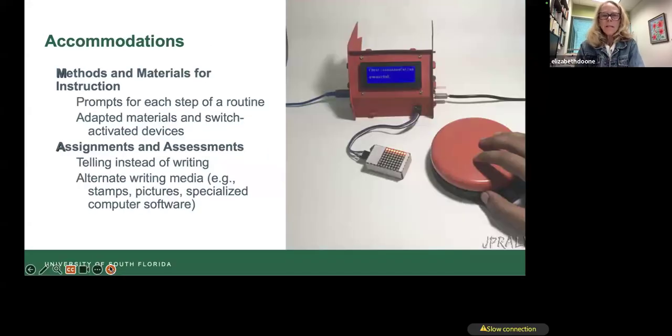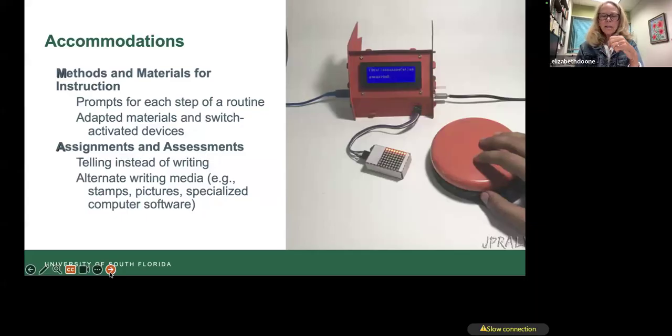So what methods and materials can we change? We can provide some prompts for each step of a routine. And I love this. You think of students with ADHD, they might forget the order of things, or they might just be too disorganized in their mind. I know our students with ASD love a visual schedule. So providing some of those prompts, visual cues, adapted materials, switch activated devices for them to access those materials. Those are different ways we can provide methods and materials.